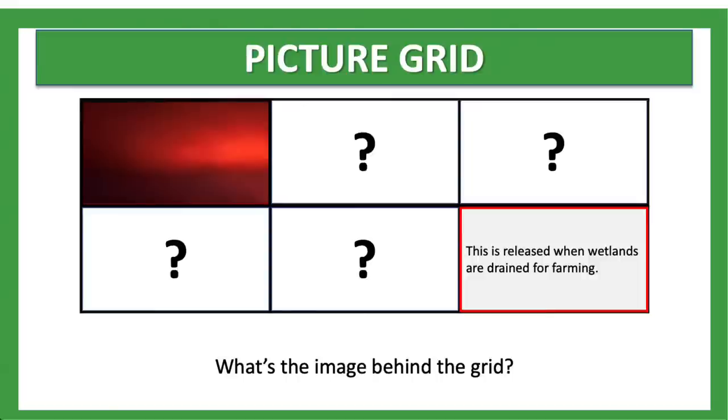This is released when wetlands are drained for farming. So when we're thinking about human actions which are going to affect the carbon cycle, we are not just thinking about burning fossil fuels, we're also thinking about other aspects of human activity, such as farming. So, right, let's see. People are saying about methane being released. Right, okay, and are they getting it right?